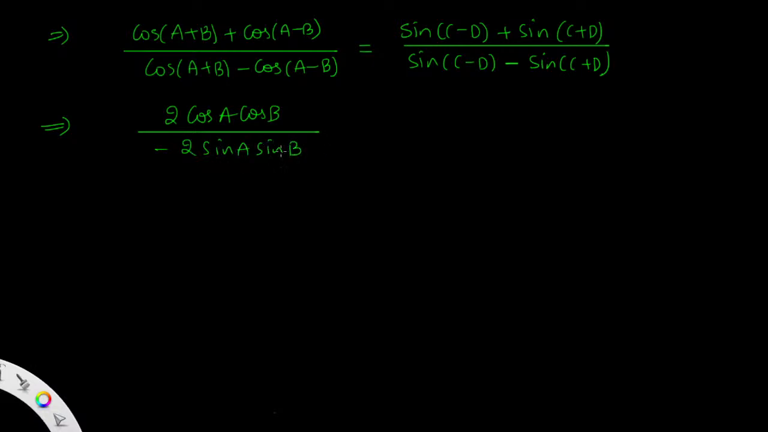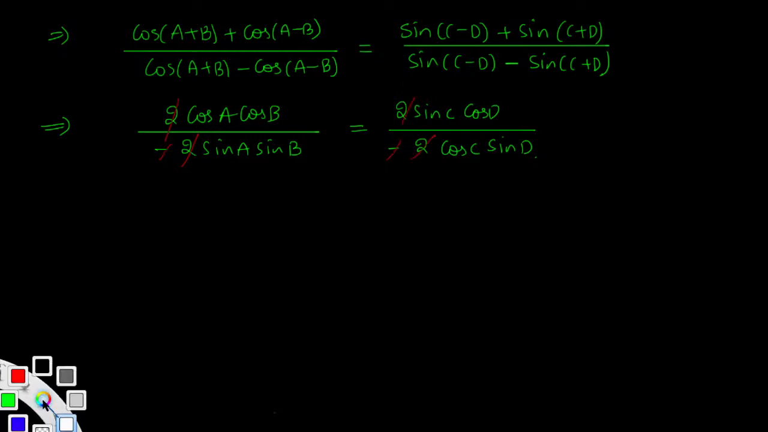Just now we learned these formulas, so we substitute. The right-hand side numerator is in the form sin C plus sin D, that is sin(A plus B) plus sin(A minus B), which is 2 sin C cos D. Then divided by sin(A minus B) minus sin(A plus B), that is minus 2 sin D cos C. By cancellation, the 2s get cancelled, the minus also gets cancelled.